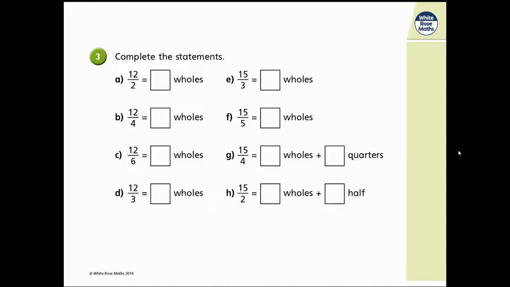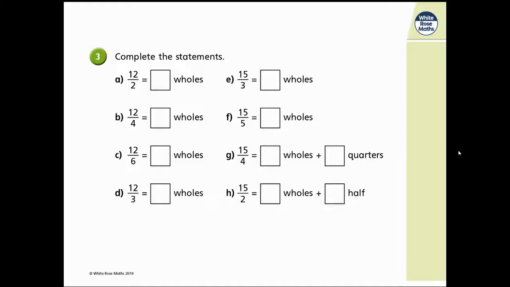So the top one here says 12 halves. You could draw out 12 circles, box them into 2s, and see how many 2s there are in 12. Or you could count 2, 4, 6, 8, 10, 12, and we know there are 6 wholes. So 12 halves equals 6 wholes. Same again with the 12 quarters. How many quarters are there? 4, 8, 12.